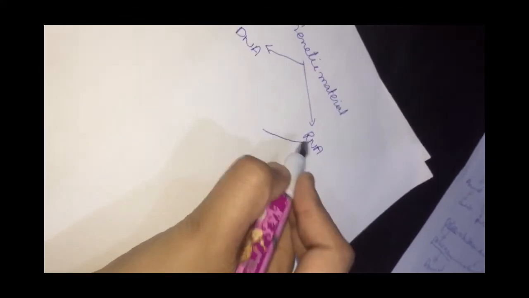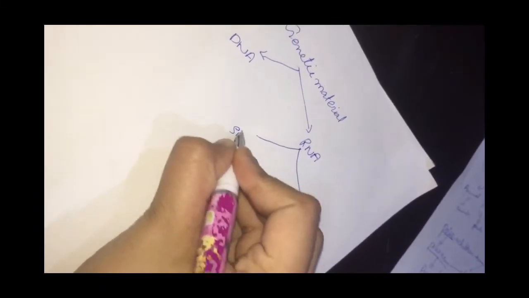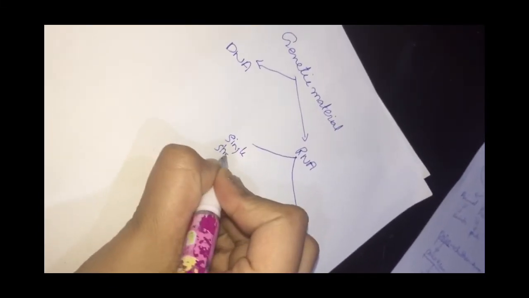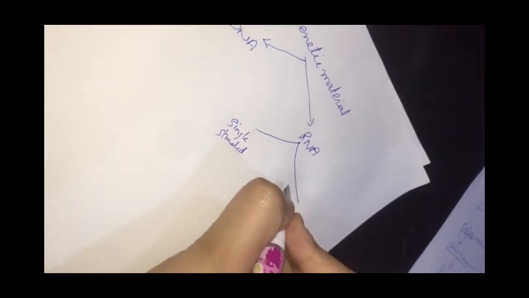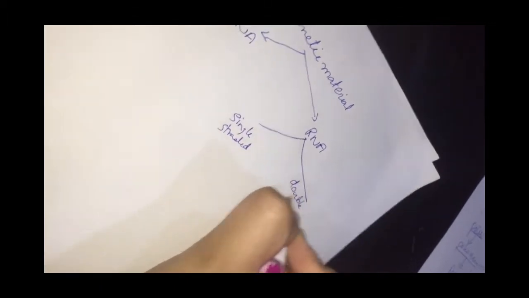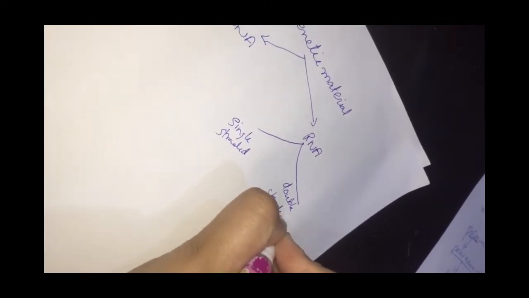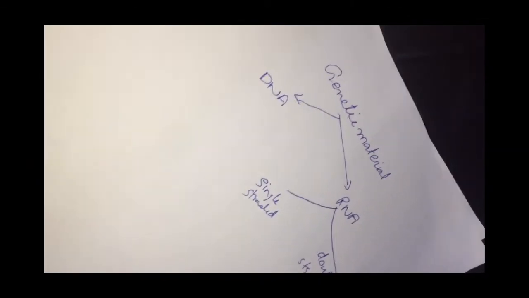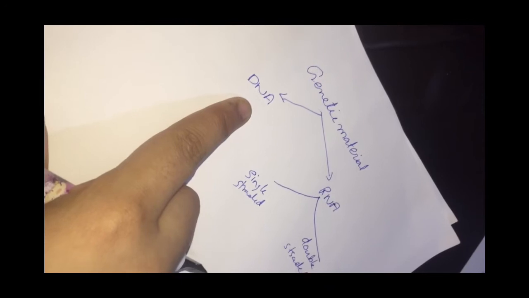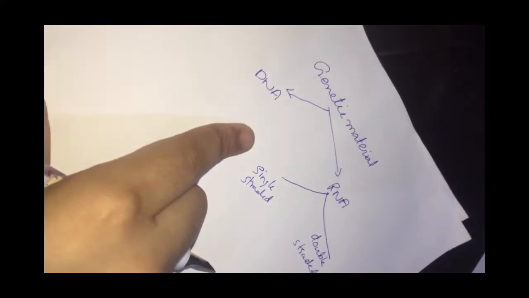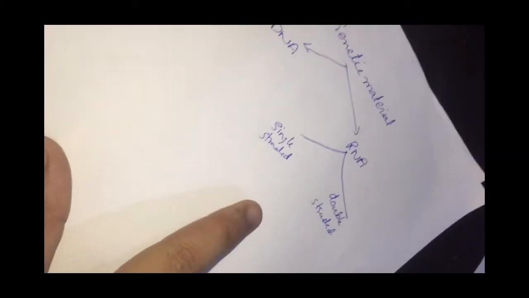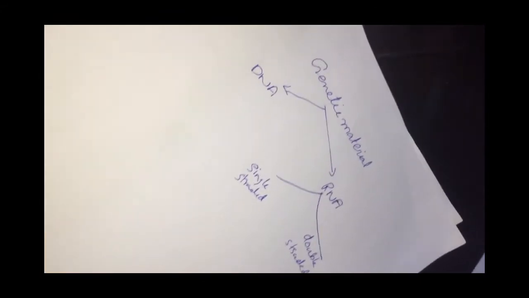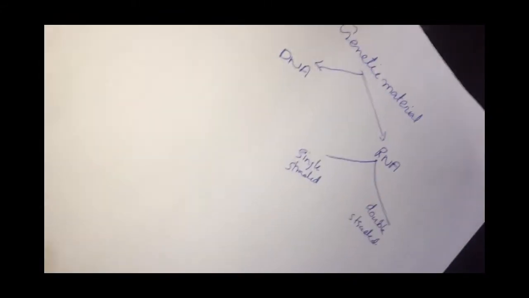So RNA can either be single-stranded or double-stranded. Okay, so I have done the classification of RNA before because DNA one is very simple and we'll get 2 categories at last, whereas RNA one is a little complicated and we'll get 5 categories at last. So let's do it. Okay, so let's continue.